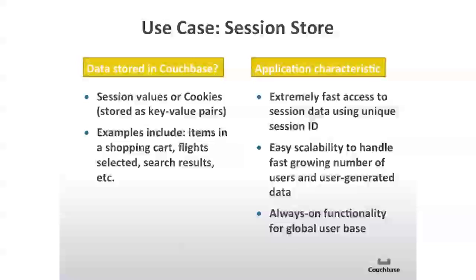The reason they do that is application requirements. They need extremely fast access to the session data using the unique session ID, and easy scalability to handle a fast-growing number of users or user-generated data. For example, as I mentioned, if there is a long weekend or some big event and there's a spike in the traffic, and you want to handle that, then you need scalability. That's available with Couchbase. And also the always-on functionality I was mentioning: all the maintenance operations are online operations in Couchbase.